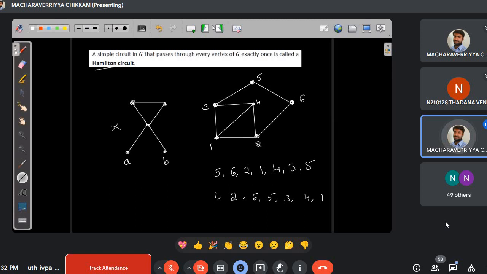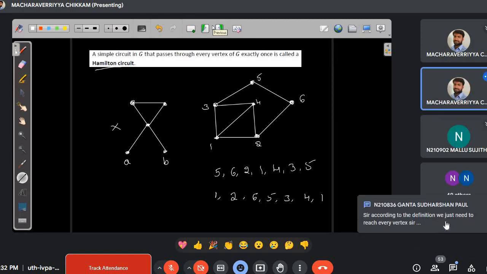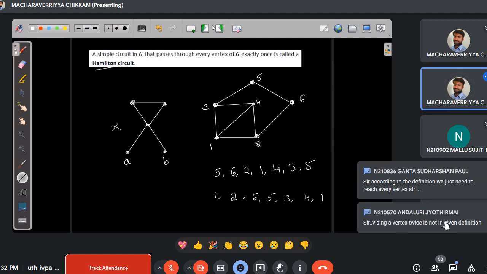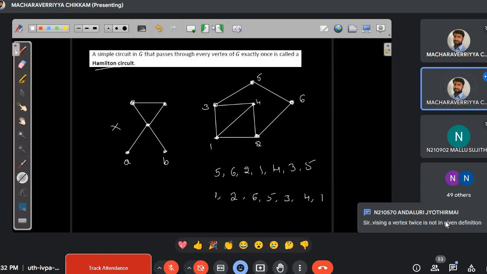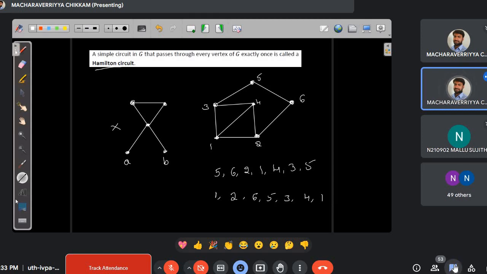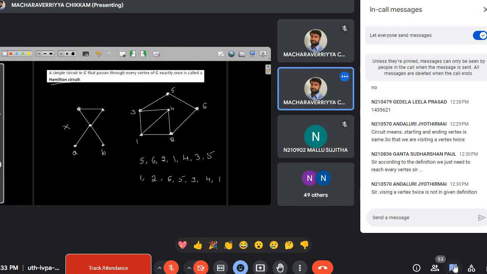Okay. So like in the Euler case, do we have any theorems that guarantee Hamilton paths or Hamilton circuits? So in the case of Euler, okay, wait, there is a question. According to the definition, we just need to reach every vertex.